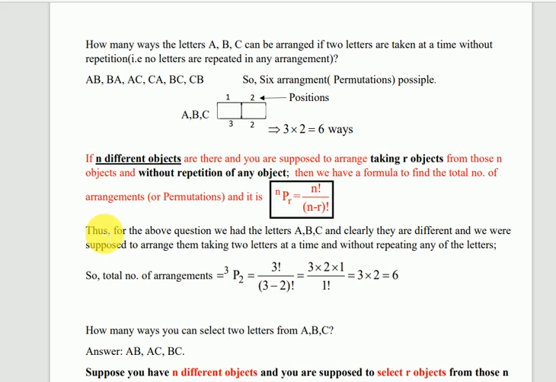For the above question we had the letters ABC and clearly they are different, and we were supposed to arrange them taking two letters at a time without repeating any of the letters. So the total number of arrangements will be equal to 3P2, because the total number of different objects was 3, out of those 3 we were taking 2 at a time, and we had to arrange without repetition. So 3P2 is equal to factorial 3 upon factorial 3 minus 2, which comes to 6.